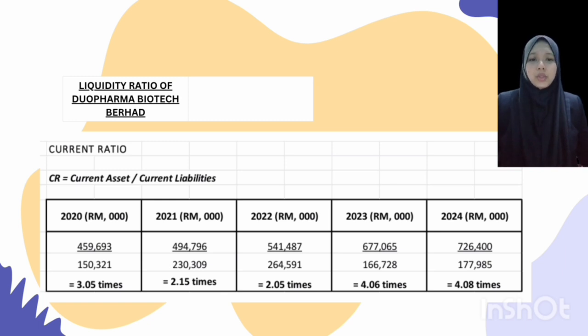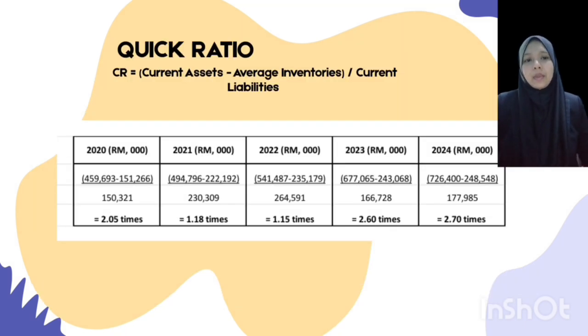In 2023, there was a strong recovery. Assets surged while liabilities dropped sharply, causing the current ratio to almost double from 2.05 times to 4.06 times. In 2024, both assets and liabilities grew moderately and the current ratio remained stable at 4.08 times.